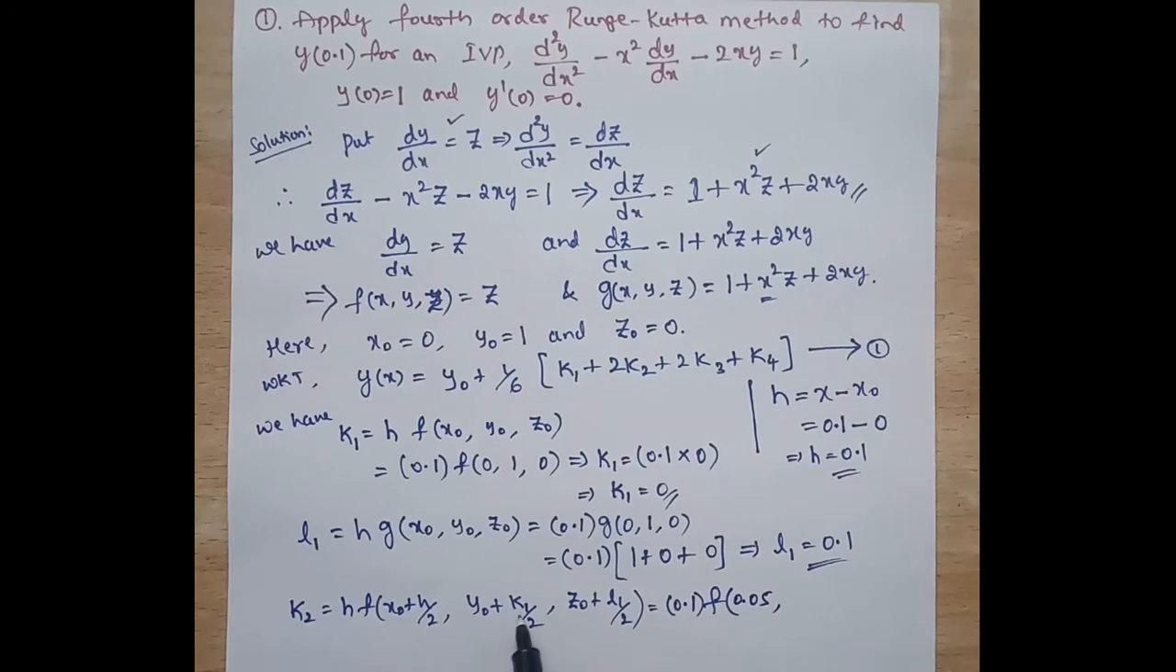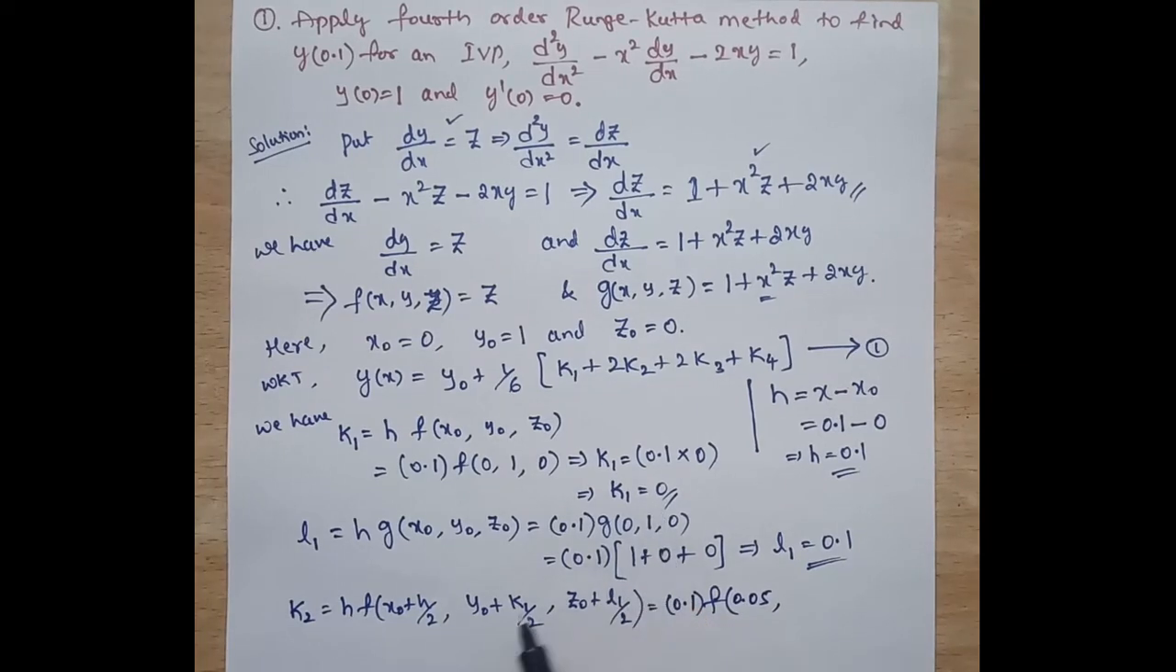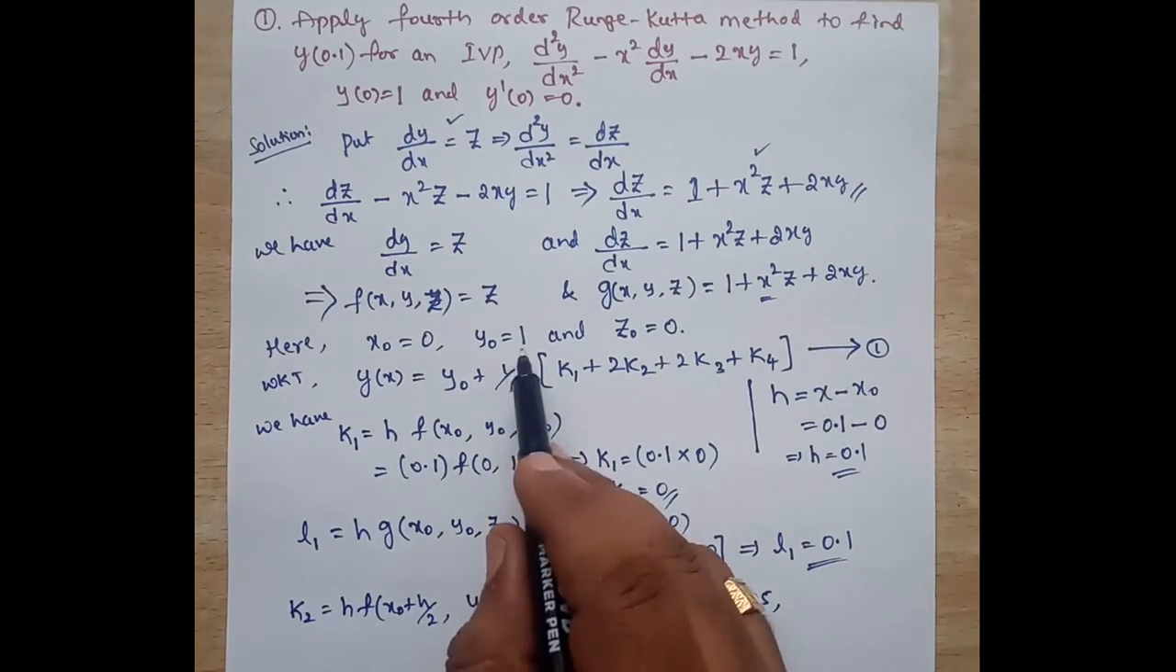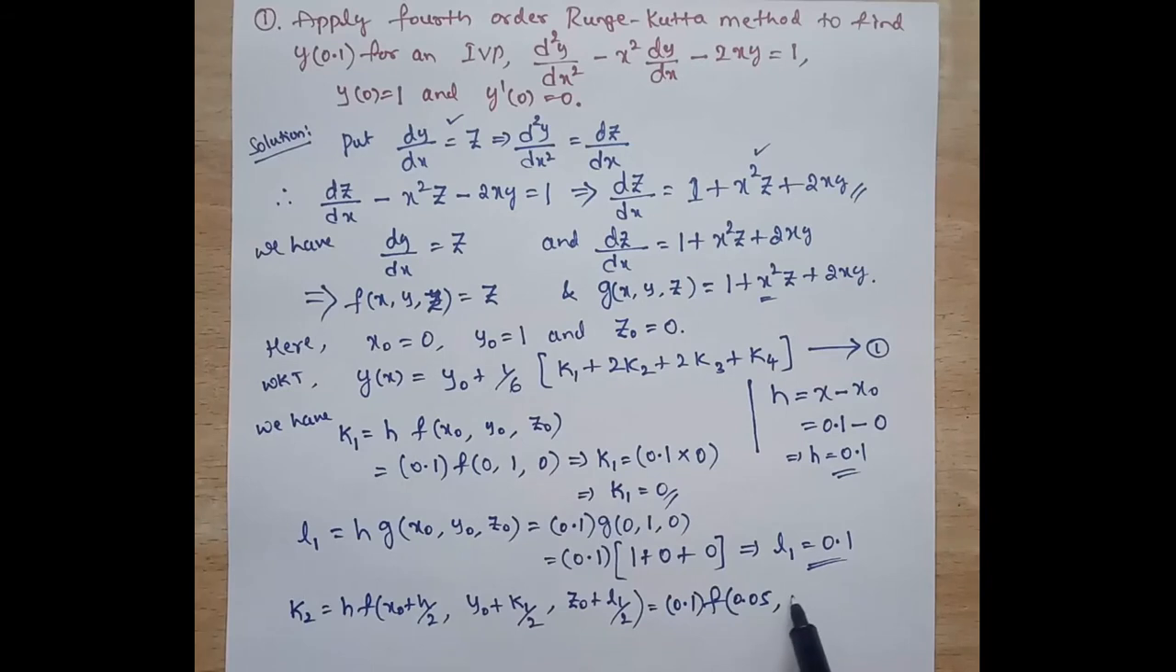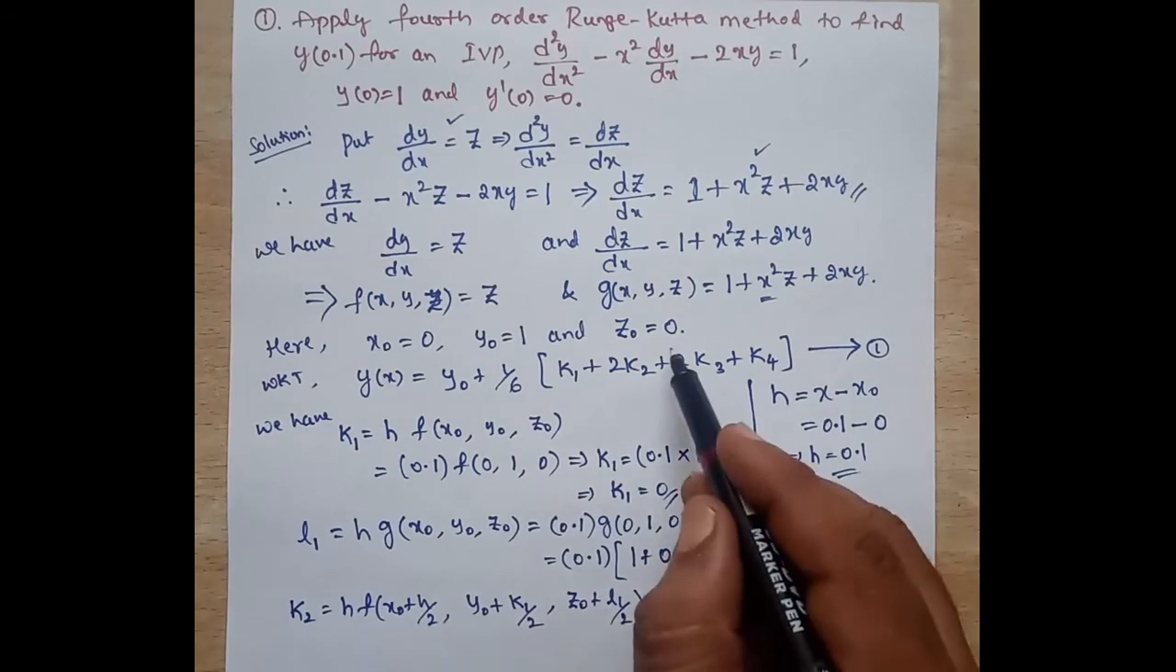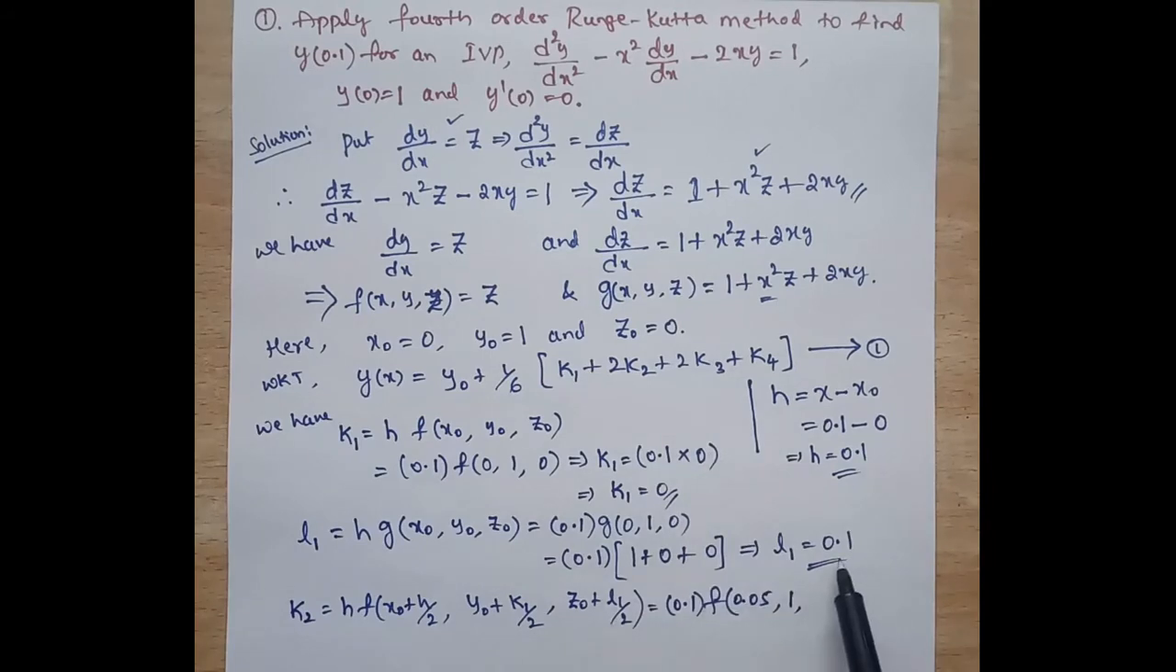Next, y naught plus k1 by 2. You know k1 is 0, so 0 by 2 is 0, and y naught is 1. So it is 1 plus 0, which is 1. Then z naught plus L1 by 2. You know z naught is 0 and L1 is 0.1, so it is 0.1 by 2, which is 0.05. So this is the expression for K2.